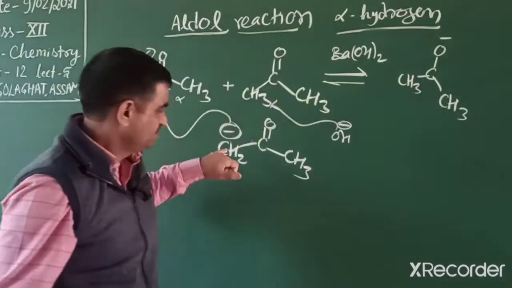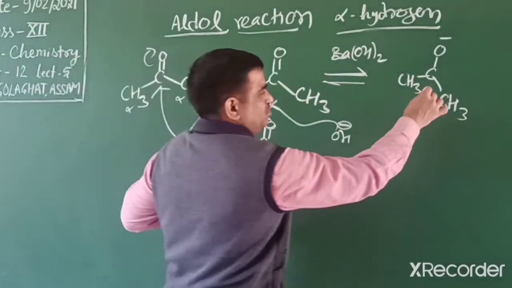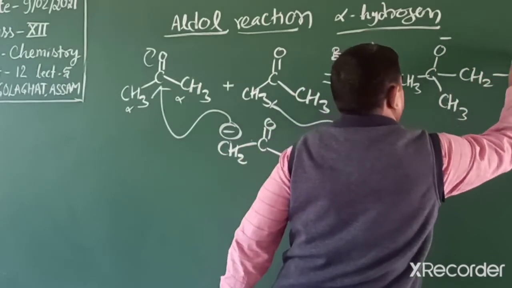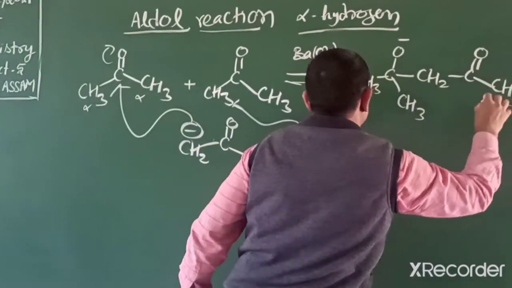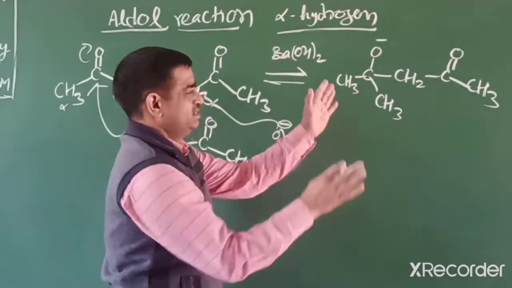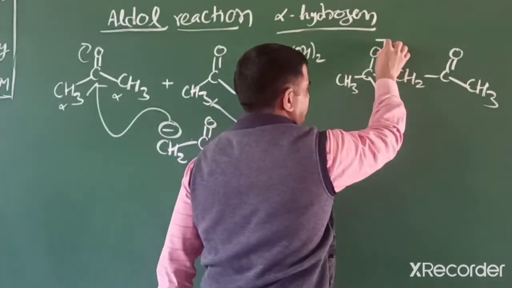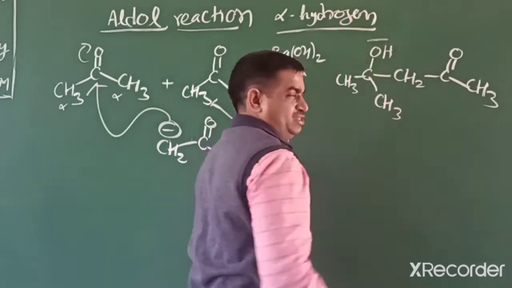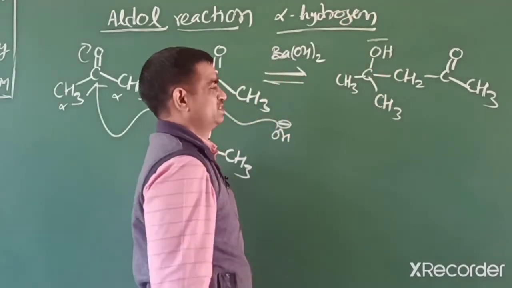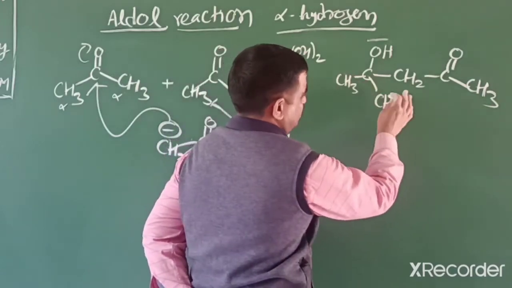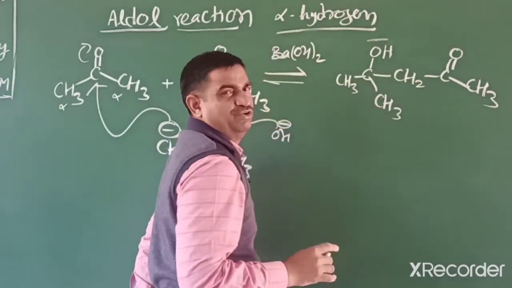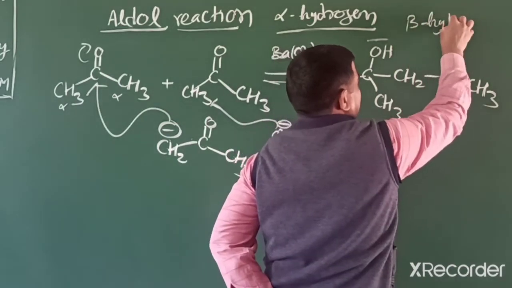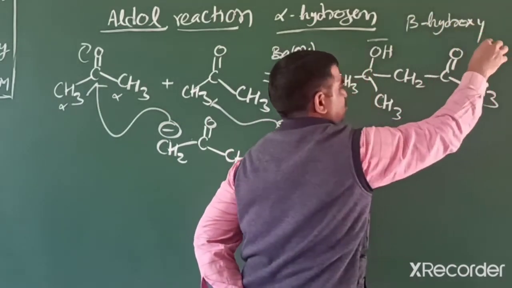Then we can write this carbon CH2, and like this. In the next step, that is the addition of a proton. So in one step we can write a compound like this. This is known as the aldol reaction. In this reaction, the compound is a beta hydroxyketone.